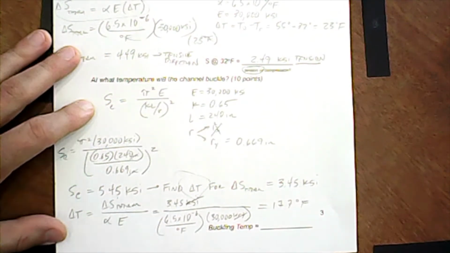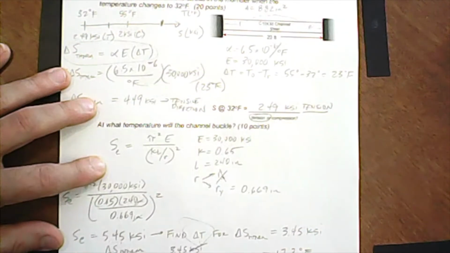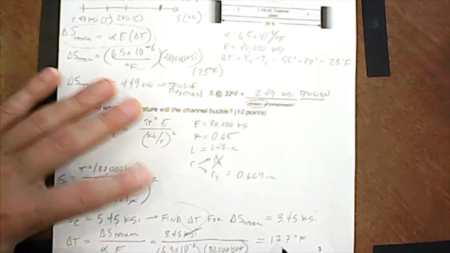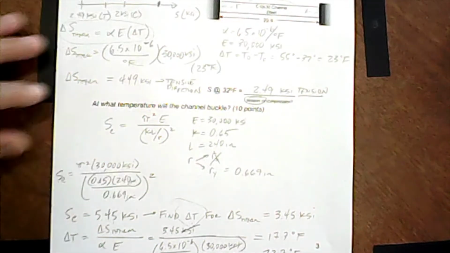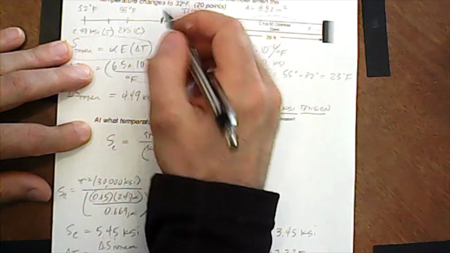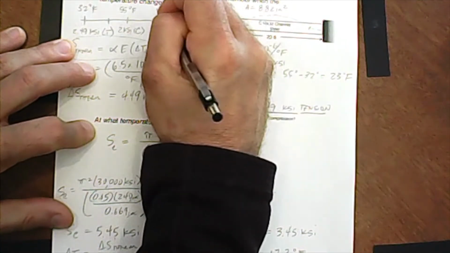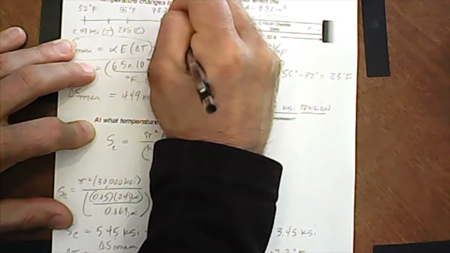Right? Our initial temperature was 55 degrees Fahrenheit. So if we add those two together, we end up getting 72.7 degrees Fahrenheit is when it buckles. And if we filled out our little temperature thing up here, which you may be required to do, we're going to say 72.7 degrees Fahrenheit.